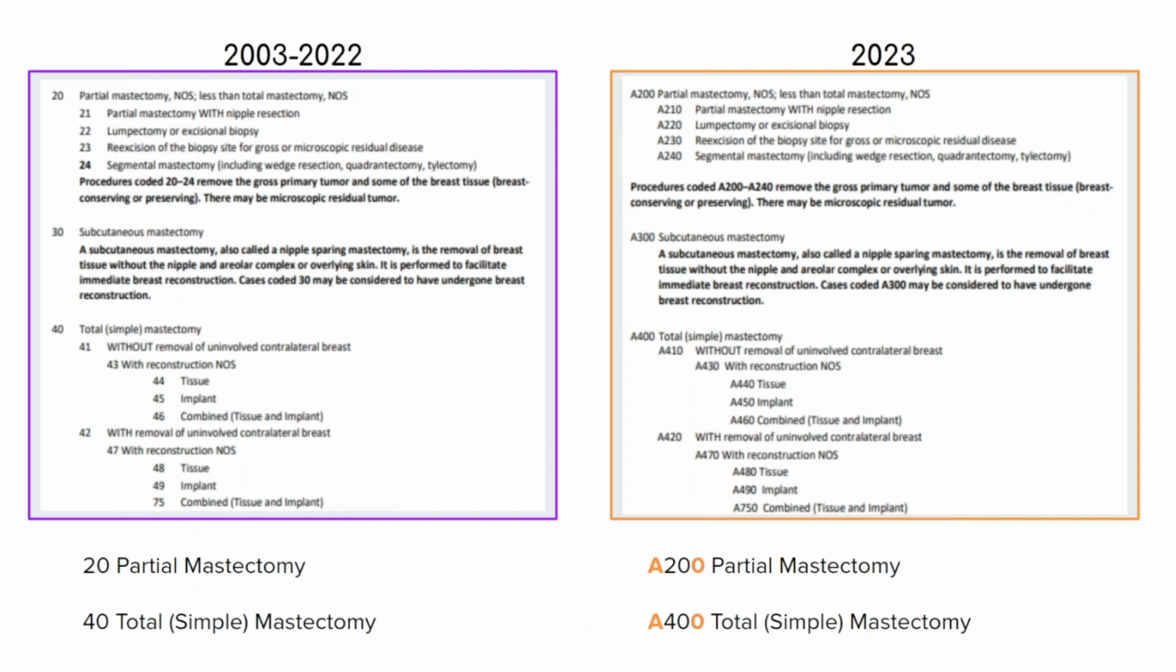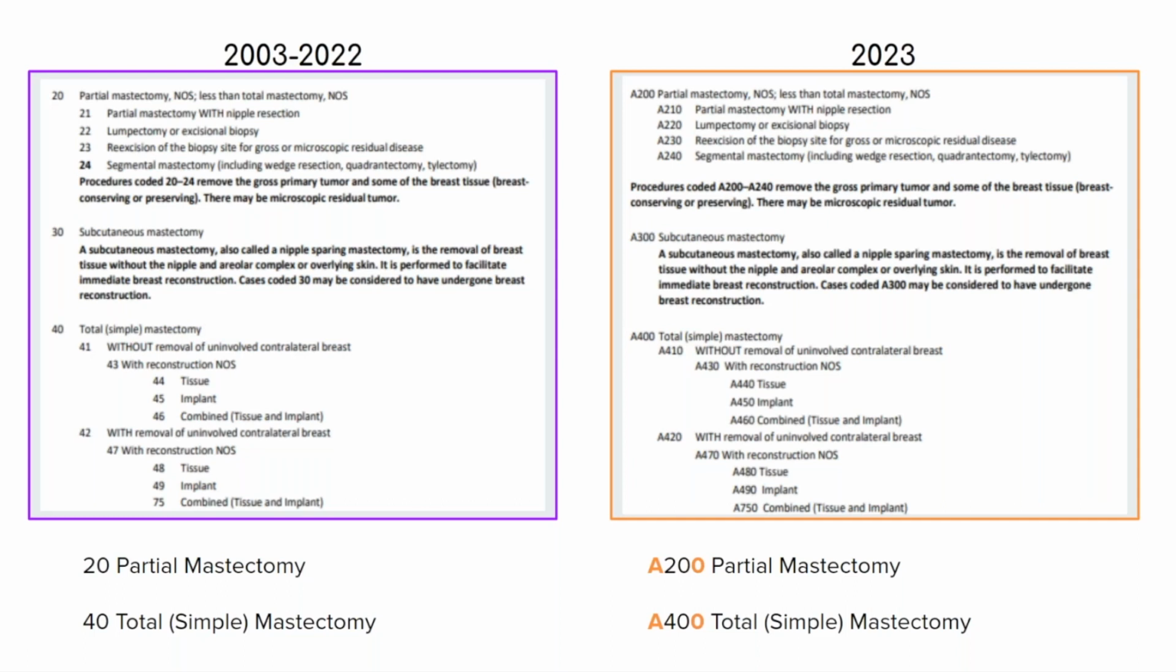So let's dive deeper and look at a side-by-side comparison of the old surgery codes from STOR 2022 Appendix A, shown in the purple box here, and the new ones from STOR 2023 Appendix A in orange. Notice the codes are the same with the addition of the A at the beginning and the 0 at the end. For example, a partial mastectomy was coded to 20 in the prior data field and is now coded to A200. Similarly, a simple mastectomy was previously coded to 40 and is now coded to A400. Notice the descriptions for each surgical code are the same in both boxes.